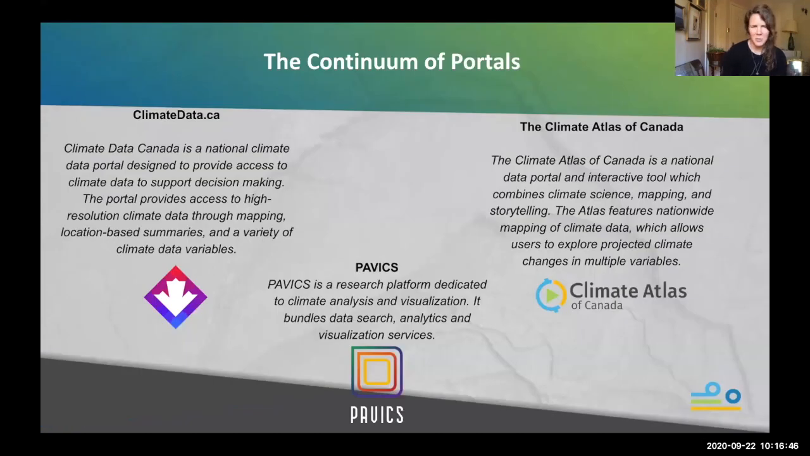So as I mentioned, there's 3 different portals, and there's a brief summary of each of them on this slide, but we're looking at climatedata.ca, which is designed to provide access to climate data supports for decision-making through high-resolution climate data and mapping, location-based summaries, and a variety of climate variables. So climatedata.ca is really a data-focused site, and it's that way by design. So if you're looking for really high-resolution data, things that are very data-focused, that is what you're looking for. And Elaine, if you want to add anything to that description, because I know this was the area that you have a bit more expertise in, but you're not unmuting. Oh, there we go. Yeah, I'm unmuting.